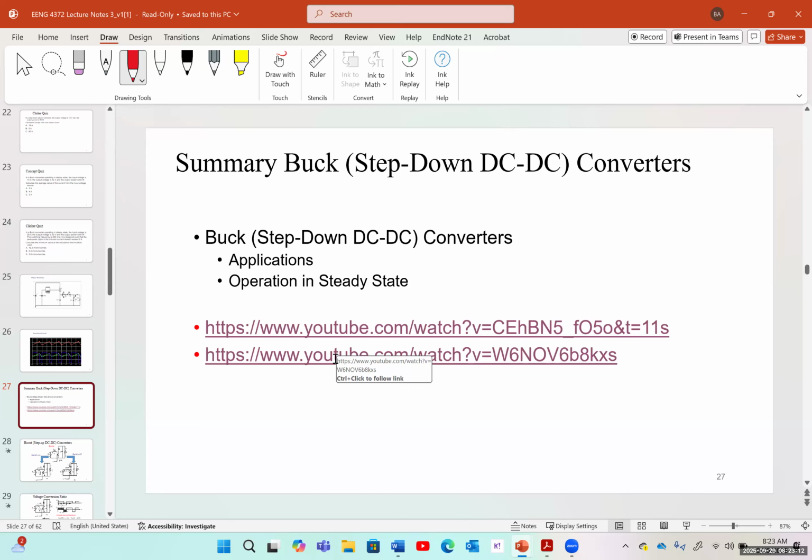So we will continue with this and finish the buck converter. Next, we would start with the boost converter. And after that, if we have time, with the buck boost converter.